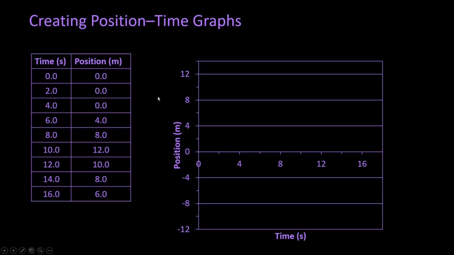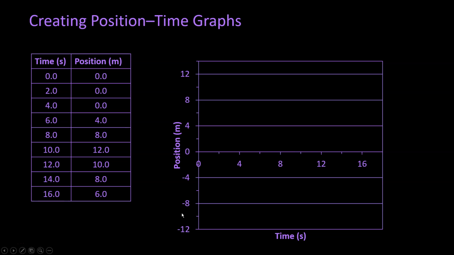So here's our data. We need to create our graph. The y-axis represents position. The x-axis represents time. Because position is a vector quantity, we can have negative quantities as well as positive quantities, because remember, in physics, the plus and minus sign have nothing to do with the value of the vector quantity, but everything to do with the direction of the vector quantity.